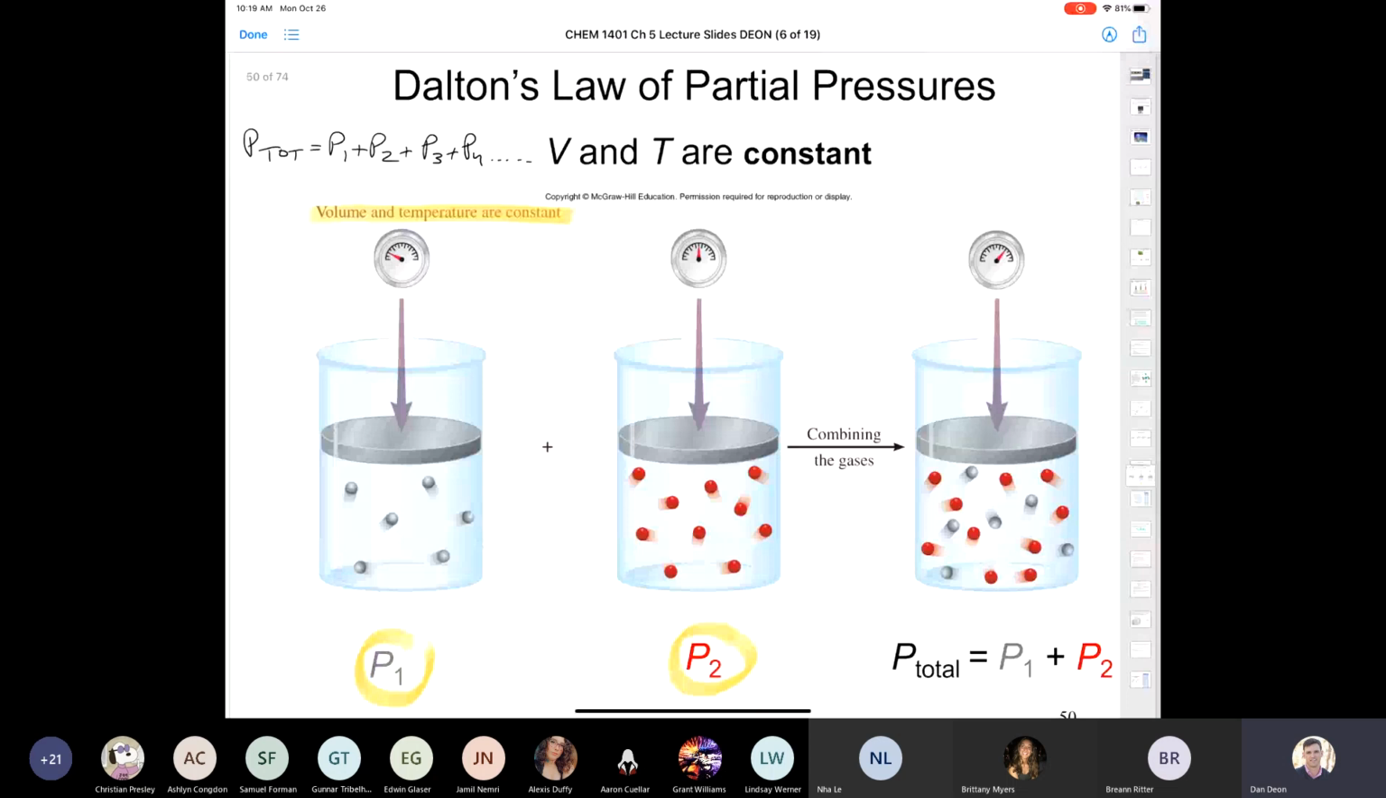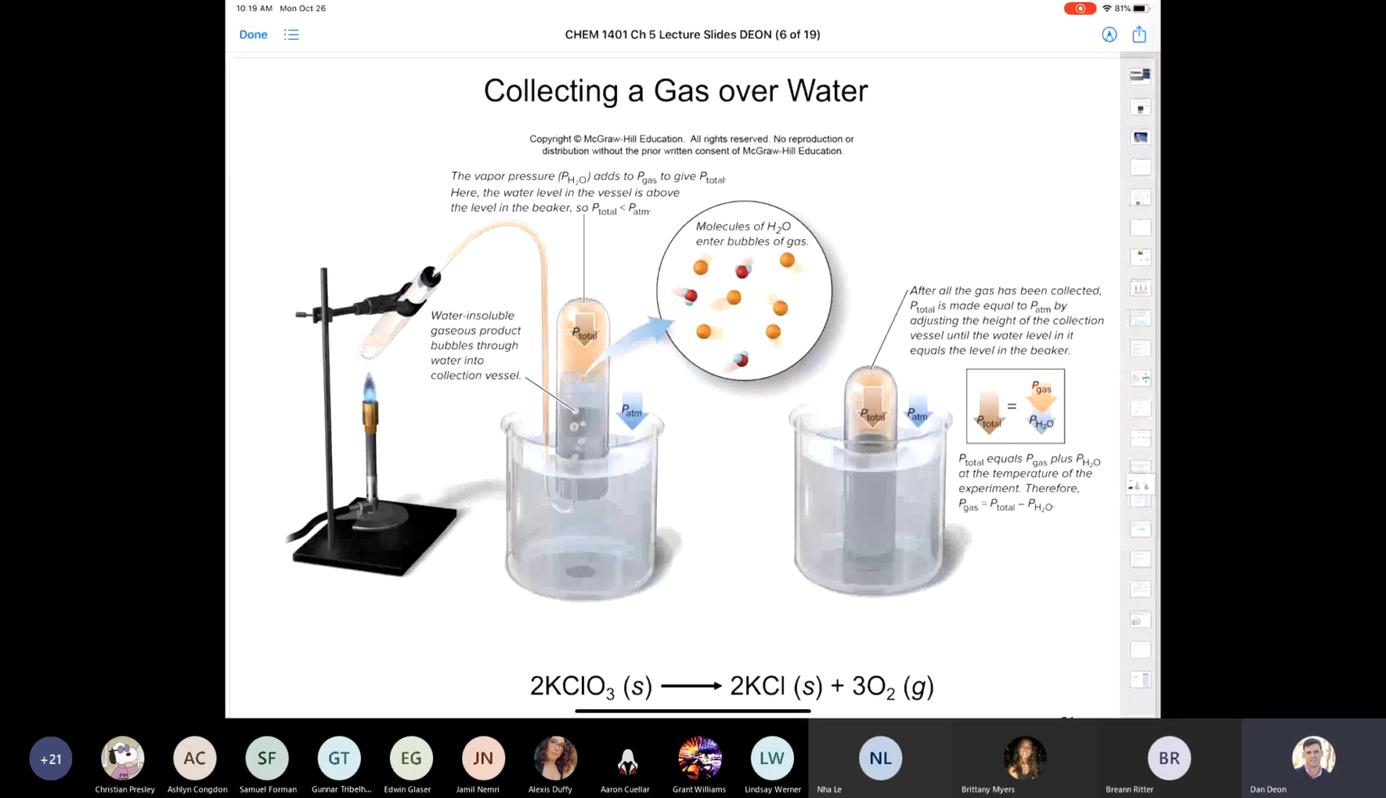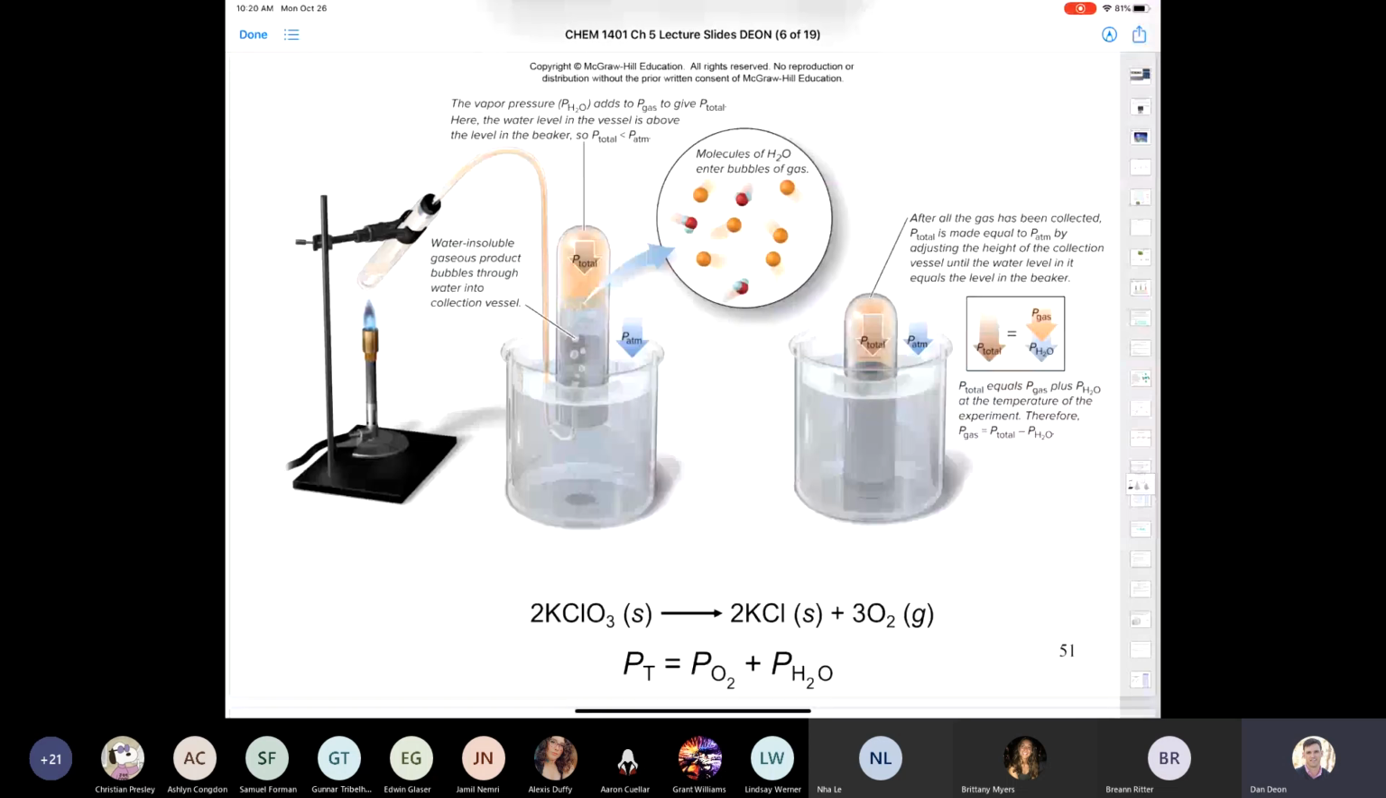Now let me show you something kind of interesting here. Collecting a gas over water. This is one of those scenarios where the whole thing doesn't fit on here, okay? The title of the slide is called Collecting a Gas Over Water. I'll scroll up a little bit. This is an example of where you might want to produce a gas. Now, they don't have any gas being produced here, do they? Oh, yeah, they do. I guess I do down here.